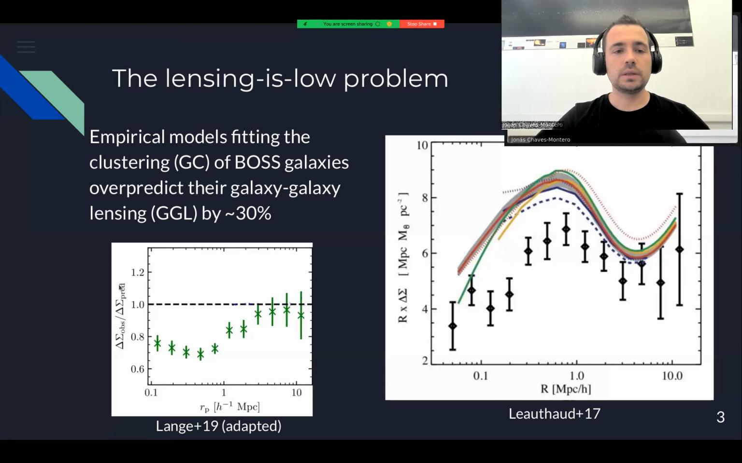And we can also see this in the left panel, which shows the ratio between galaxy-galaxy lensing measurements and predictions from these empirical models. And again, the discrepancy goes from around 20 to 30%. And by the way, unity would mean that the model predicts exactly the galaxy-galaxy lensing observation.